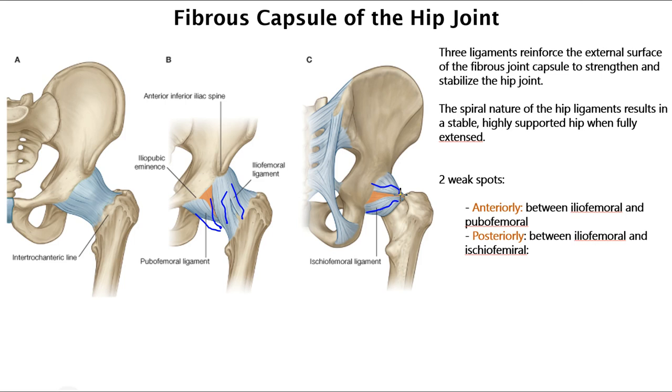When flexed, conversely, such as when sitting, the ligaments become flaccid, creating 2 weak spots, seen here in orange, in the joint capsule. These 2 weak spots, anteriorly between the iliofemoral and pubofemoral ligaments and posteriorly between the iliofemoral and ischiofemoral ligaments, contribute to the vulnerability of the hip joint, particularly posteriorly.